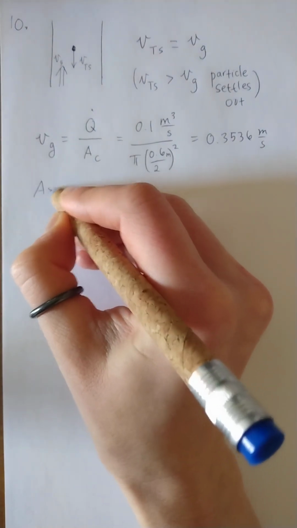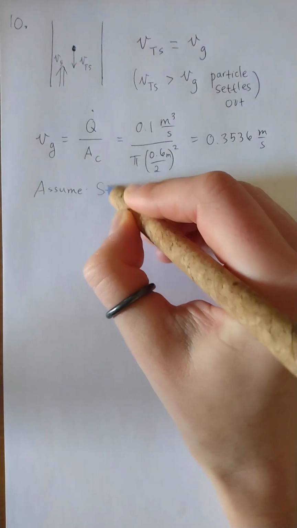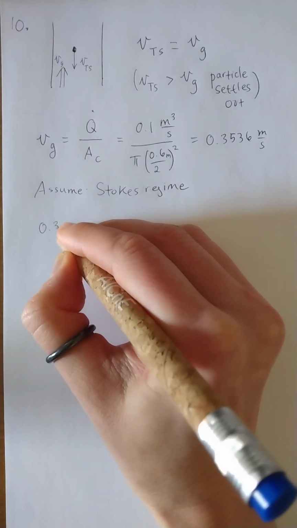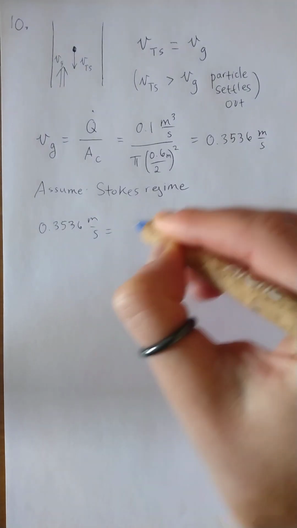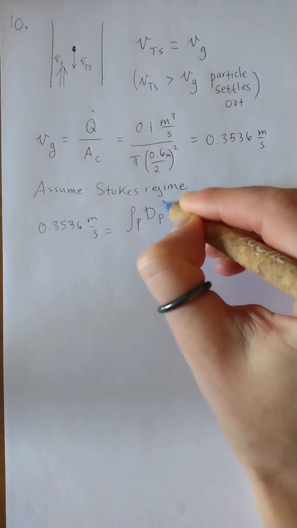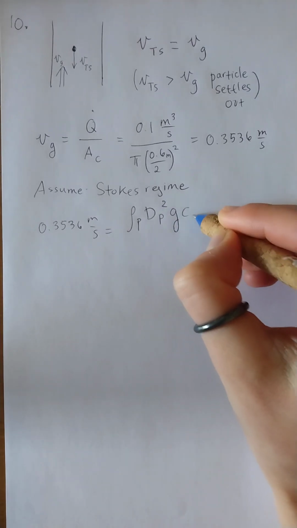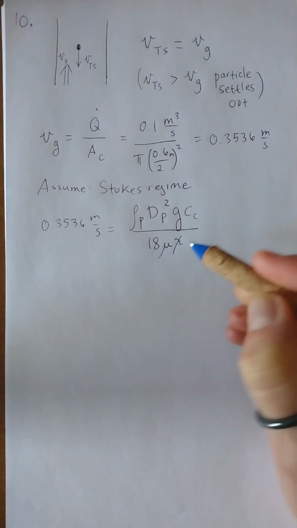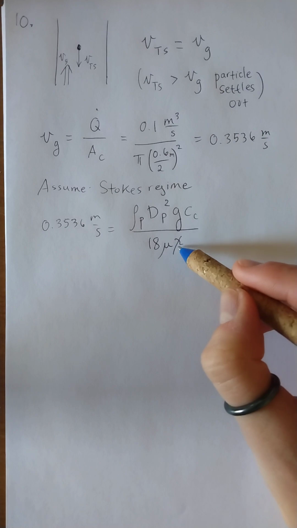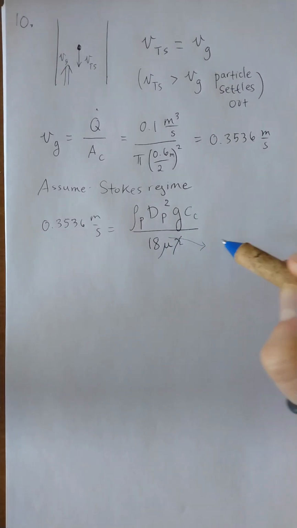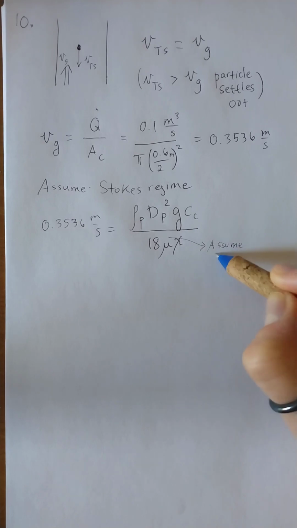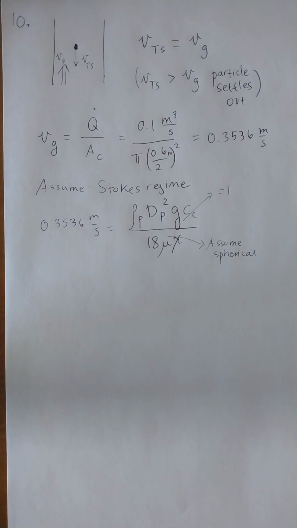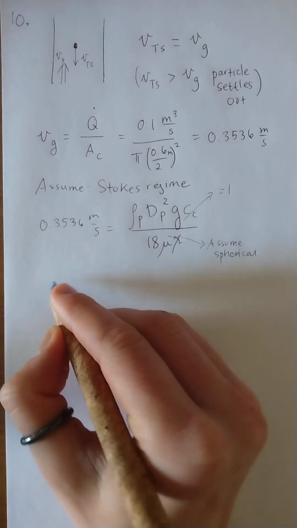Now we can, for the time being, assume the Stokes regime. And if we do that, then our expression for the terminal settling velocity is the particle density times its diameter squared, gravitational acceleration, the Cunningham correction factor, over our fluid viscosity and our dynamic shape factor. So just to be thorough, we can say we're going to assume that these are spherical and that the Cunningham correction factor is 1. Then we're looking for the particle size, right?